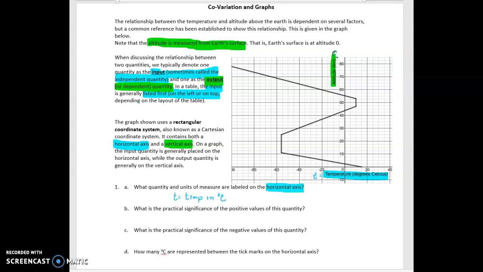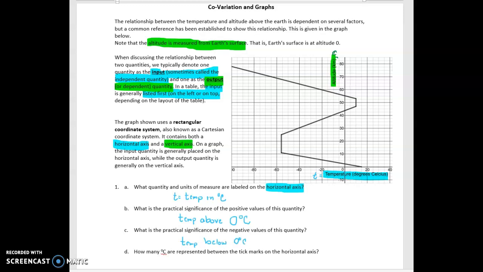We want to know what is the practical significance of positive values, so these values are on the right-hand side. The practical significance would be temperatures above 0 degrees Celsius. And then the negative values, all these values to the left, would be temperatures below 0 degrees Celsius.